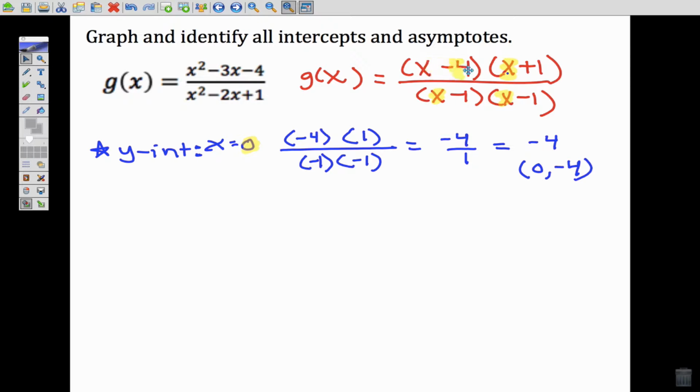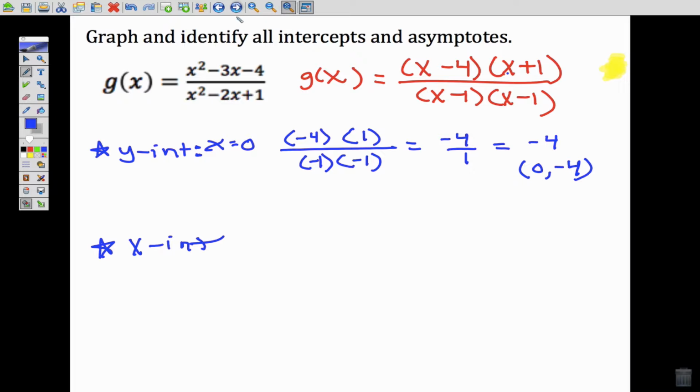Okay, now I said we could plug it into either form. Like we could plug it into the original. And in fact, sometimes it's easier to plug it into the original for these intercepts. Plug it in here, here, here, and here. 0 minus 3 times 0 is 0. Minus 4, negative 4. 0 minus 0 plus 1 is 1. So either one of those is going to work. Now the same logic is going to hold true for the x-intercepts.